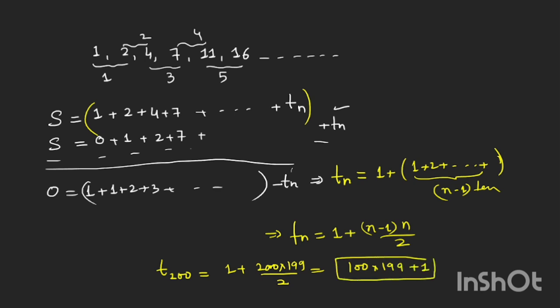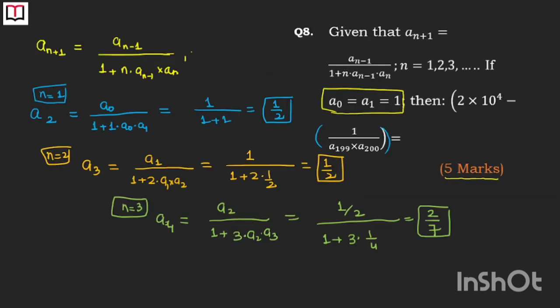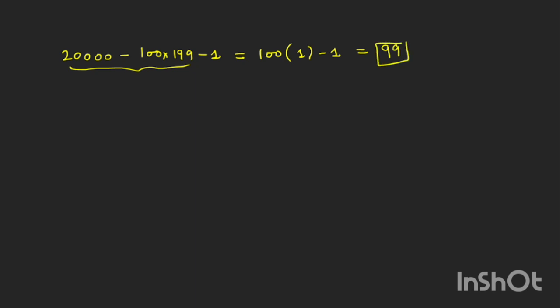So what we have to find is 2 into 10 to the power 4, which is 20000, minus 100 into 199 minus 1. We take 100 common, so 200 minus 199 minus 1, and that's our 99. That should be the answer. Yes, 99 is the answer.